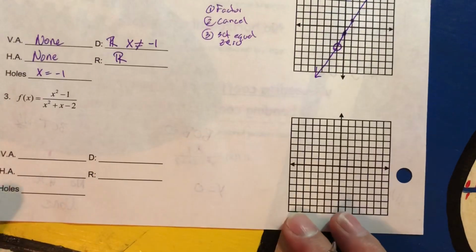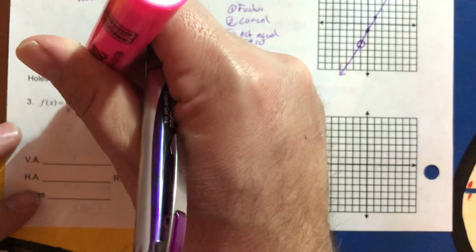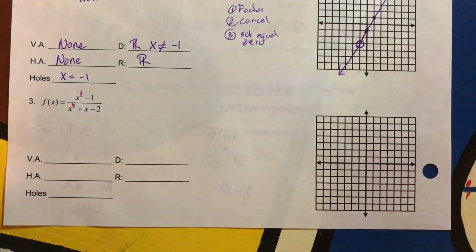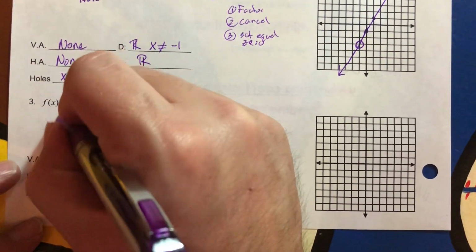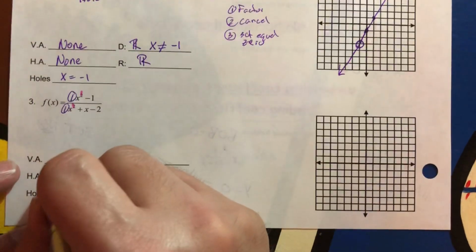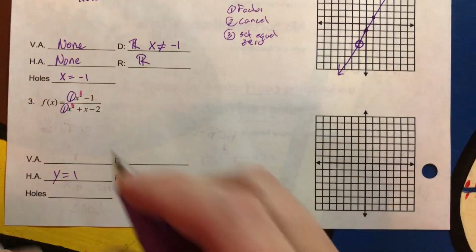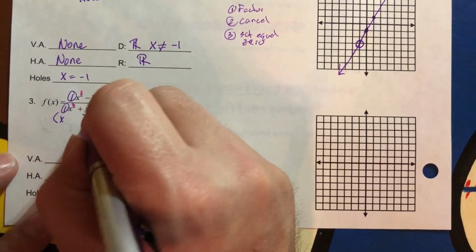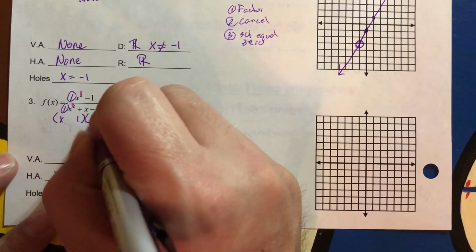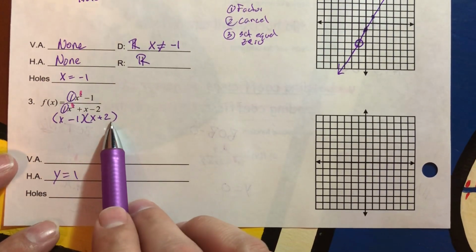And then finally, number 3. Again, HA, that's 2 over 2, so that's the exponents equal, so that's a 1 and a 1. 1 divided by 1 is 1, so y equals 1 for that. And then I go ahead and factor. So this is x and x, 1 and 2. So we have -1, x minus 1, and x plus 2 here.